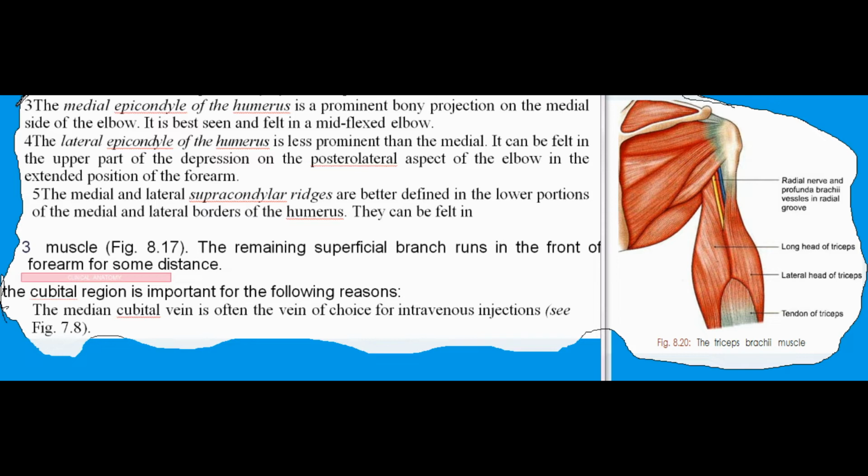4. The lateral epicondyle of the humerus is less prominent than the medial. It can be felt in the upper part of the depression on the posterolateral aspect of the elbow in the extended position of the forearm. 5. The medial and lateral supracondylar ridges are better defined in the lower portions of the medial and lateral borders of the humerus. They can be felt in the muscle, Fig 8.17.